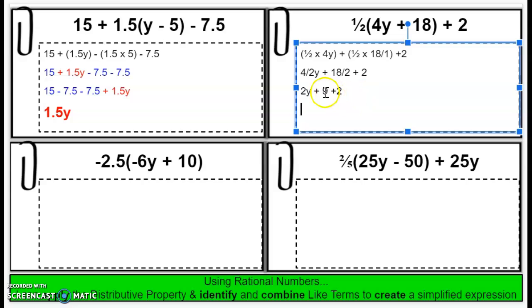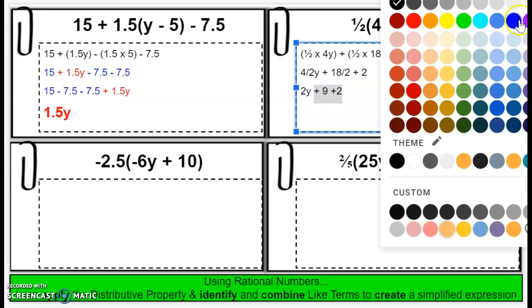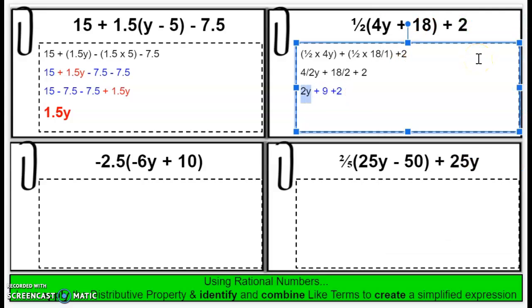All right, so now, just so you can see it, I'm going to go ahead and color code. And you don't have to color code yours. I just want to be very clear on what we're doing. I am going to color code that, and I'm going to simplify my expression. So my 2y still comes down, and now I have 9 plus 2 equals 11.